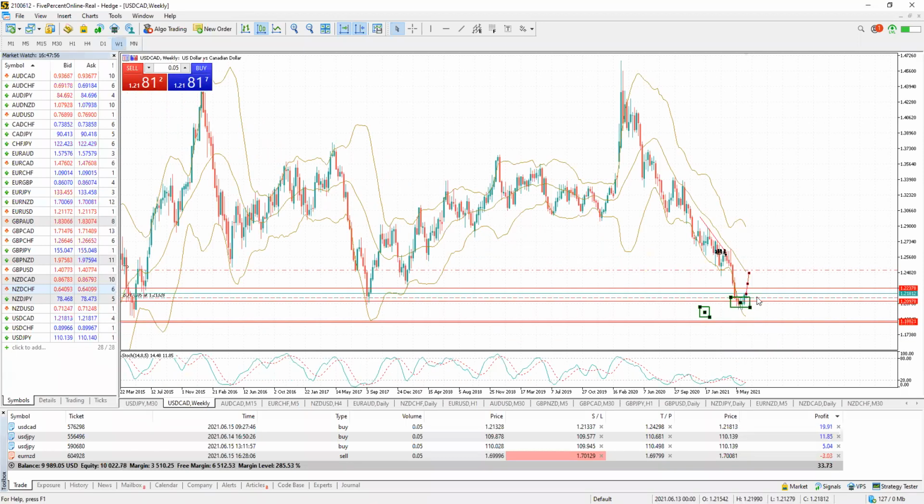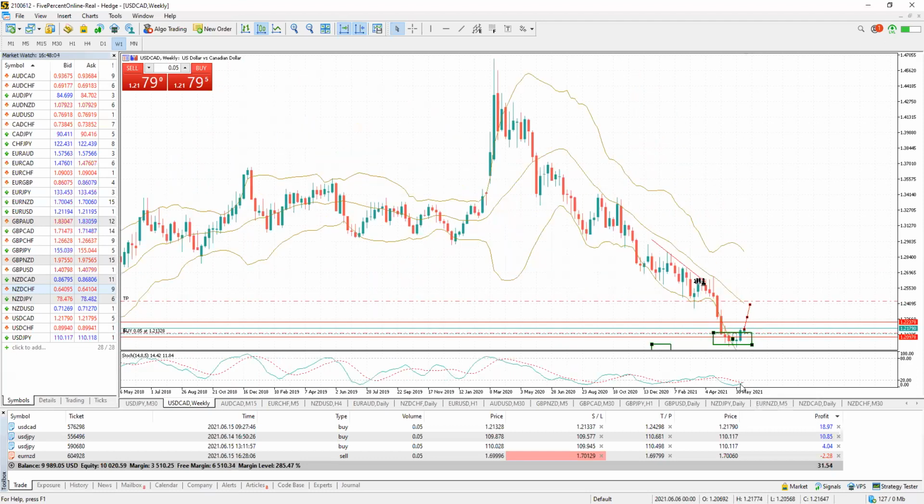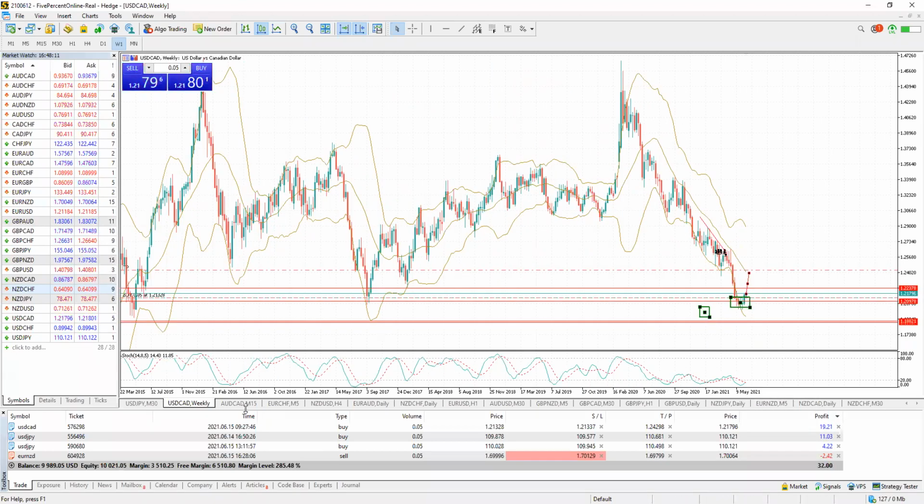We see on the weekly that we are in a great demand, and here in the weekly, this is a supply. So that's why I put my take profit just below, and we see also the stochastic is trying to cross. So that's the position I have, long USDCAD. We see clearly that there is a demand here on the weekly chart.